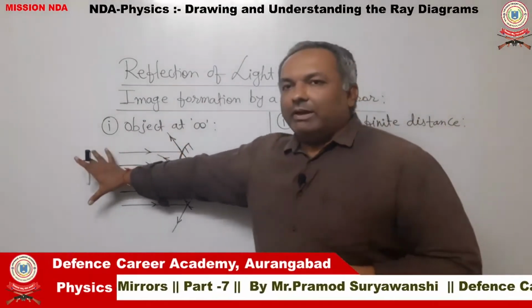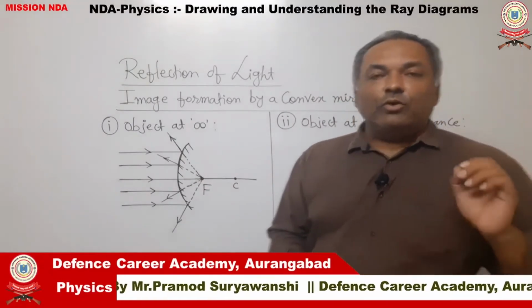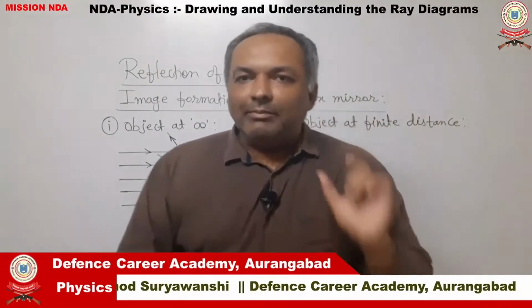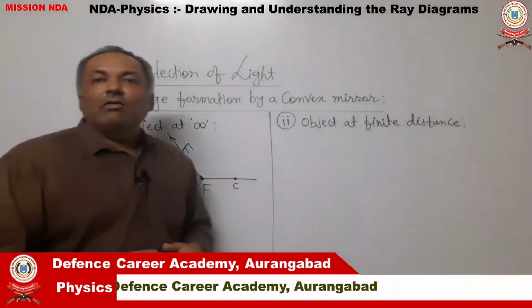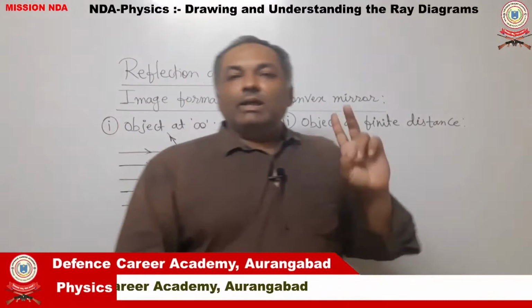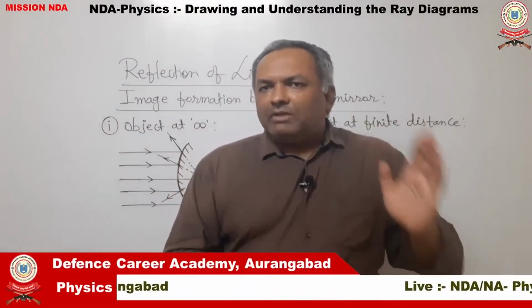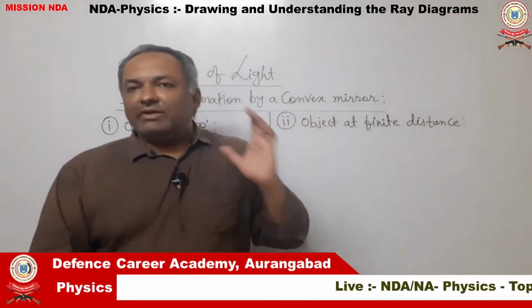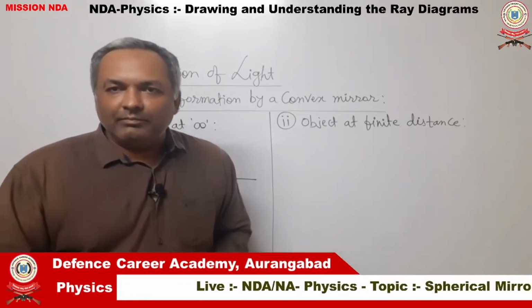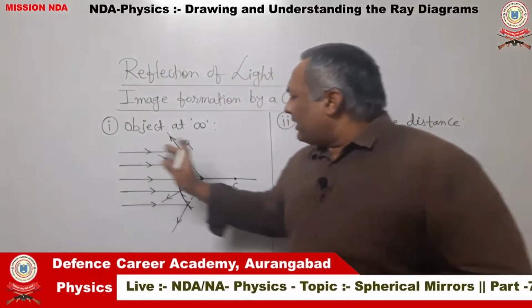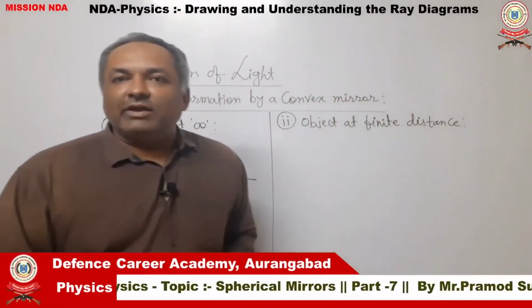Object at infinity, image at the focus, but now remember it is going to be a virtual image. So object at infinity, image at the focus, it is virtual, erect and point sized, that is much smaller than the size of the object. So magnification is going to be very small. Object at infinity, image at focus, virtual, erect but point sized.